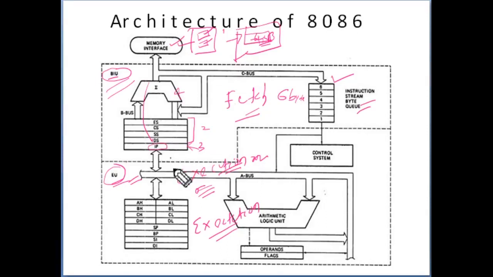Next is IP. What is the instruction pointer? The instruction pointer holds the 16-bit address of the next instruction. Next instruction means the next instruction your execution unit is going to run. The address of that next instruction is held by the IP. Okay, next is the adder.